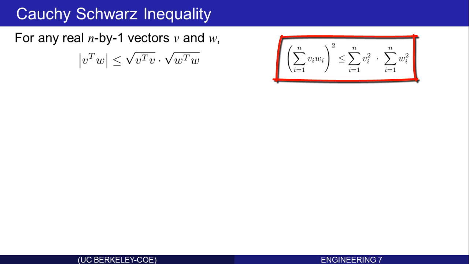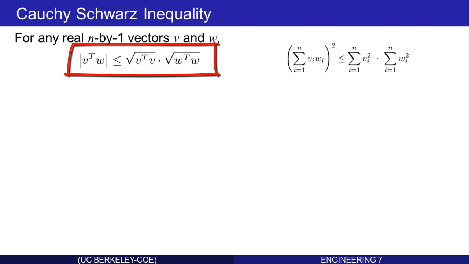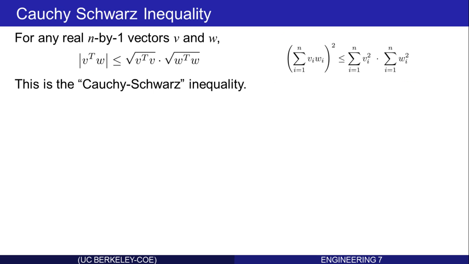Getting rid of the vector notation, it just means that if I had a collection of numbers v1 through vn and w1 through wn, then simply the summation, where the v and w's are multiplied together and added and squared, is less than the individual squares of the v's added up times the individual squares of the w's added up. That's the inequality. Over here it's written in vector form. This is the Cauchy-Schwarz inequality. Read about it in Wikipedia, for instance.